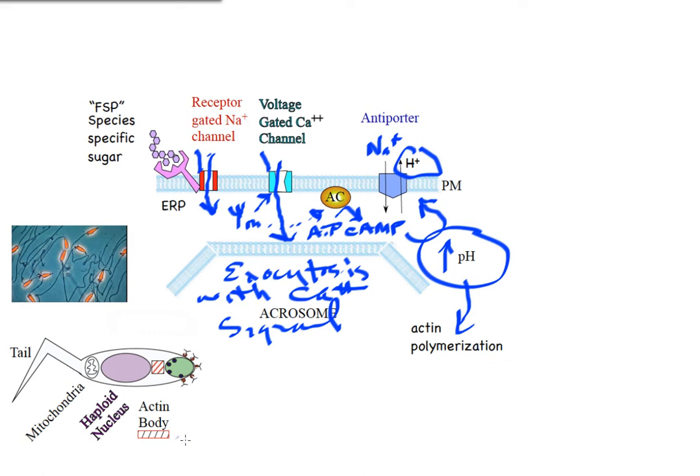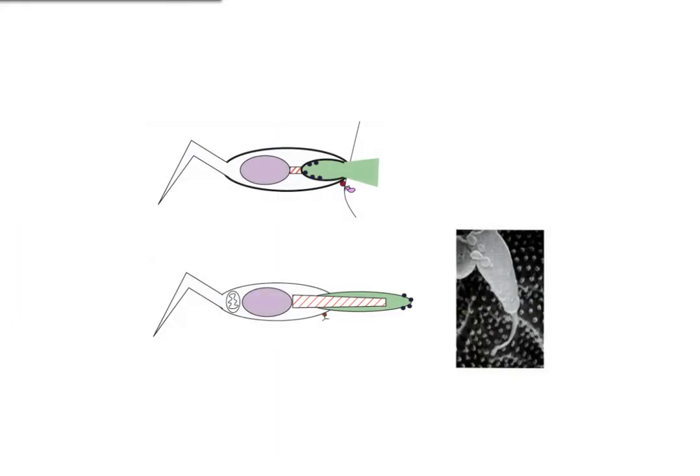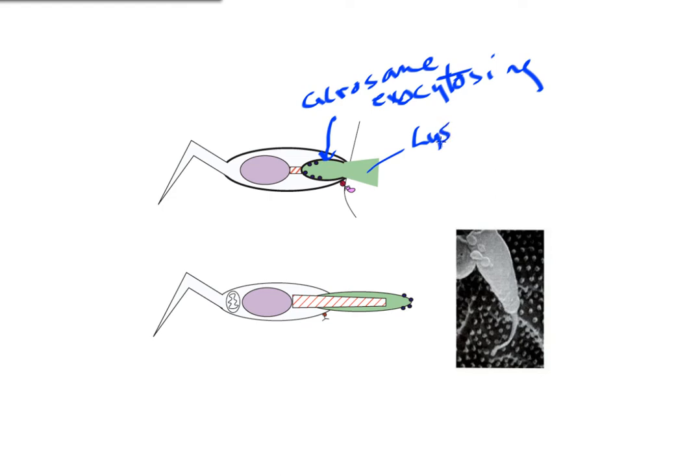So now let's take a more macroscopic look at what we're depicting here. Here is the resultant exocytosis of this acrosome. So that's the acrosome exocytosing. And this is, I think it's called lysin or something. Lysin is going to eat through the jelly coat. I think it's also going to help eat through the vitelline layer when it gets there.